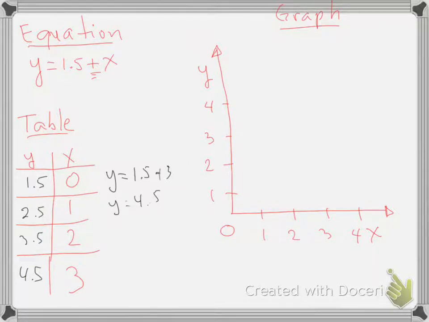Additive graph relationship. Again, x is 0, y is going to be 1.5, so x is right here, y is going to be around right here. This dot right here is this first number. X is 0 and y is 1.5. X is 1, it's 2.5, it's going to be around right here.